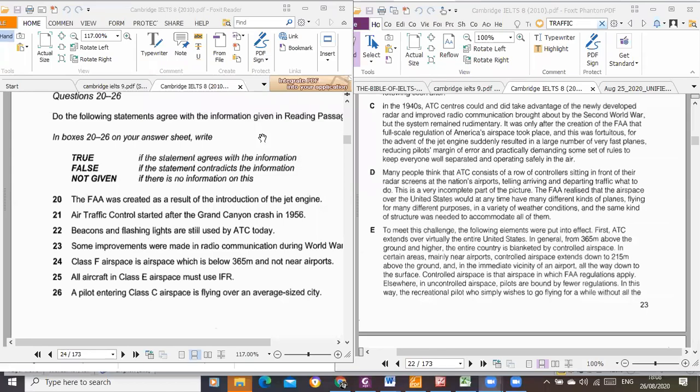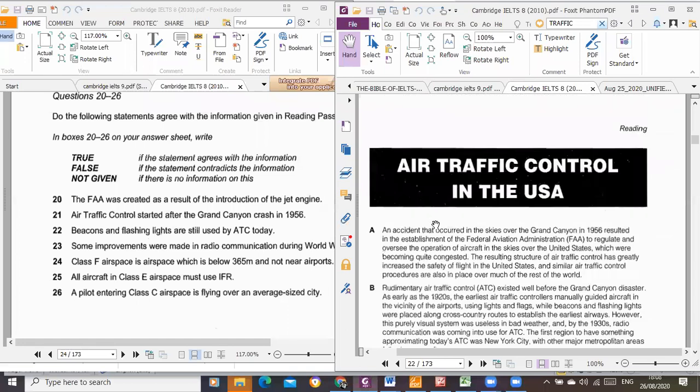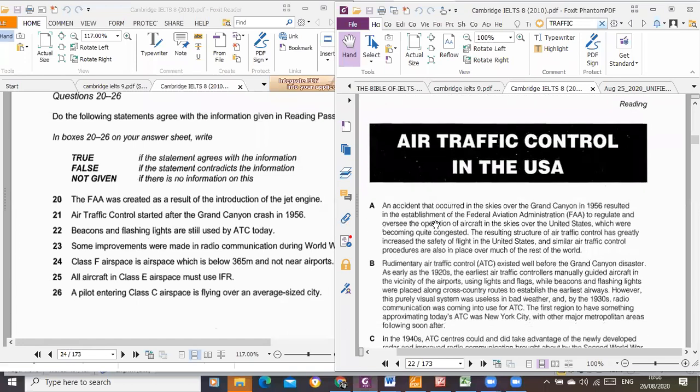All right, we are still considering Cambridge IELTS 8. This is Test 1, and this is reading passage 2, the topic of which is air traffic control in the USA. Okay, so we are moving on to the true, false, not given aspect of the questions.